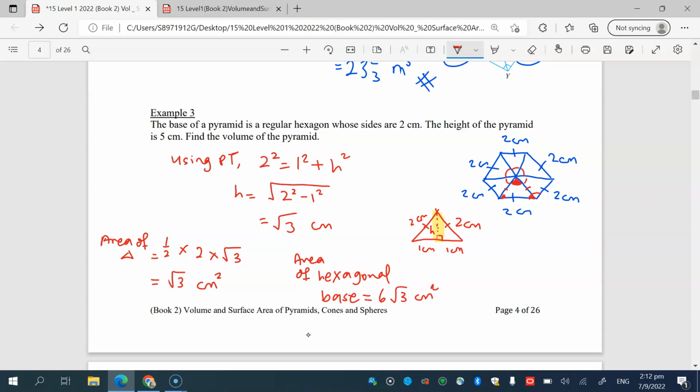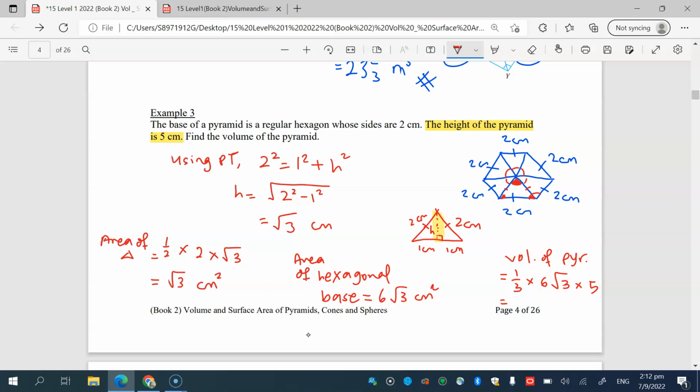Okay, now I have the base area and I have the height of the pyramid, which is 5 cm. So how do I find the volume of the pyramid? I just use the formula. Volume of pyramid is 1/3 base area, which is 6 times root 3, right? Times the height, which is 5 cm. Okay. Now this will definitely give me an irrational number because of the root 3. Root 3 is going to be an irrational number.